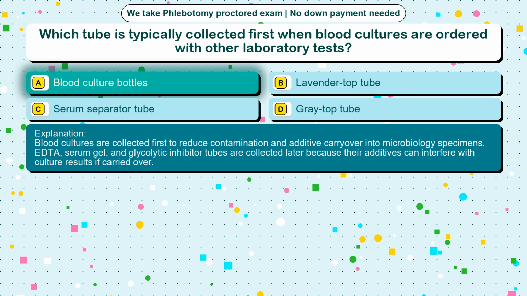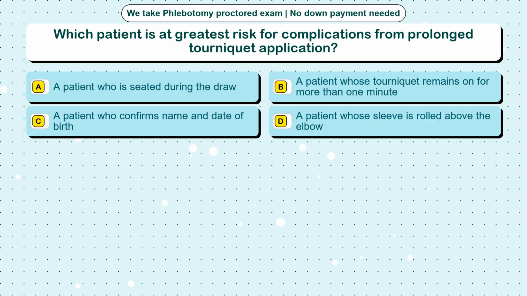Question 40. Which patient is at greatest risk for complications from prolonged tourniquet application? Option A, a patient who is seated during the draw. Option B, a patient whose tourniquet remains on for more than 1 minute. Option C, a patient who confirms name and date of birth. Option D, a patient whose sleeve is rolled above the elbow.